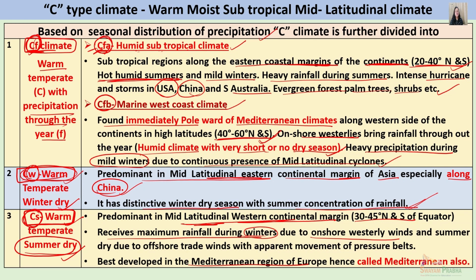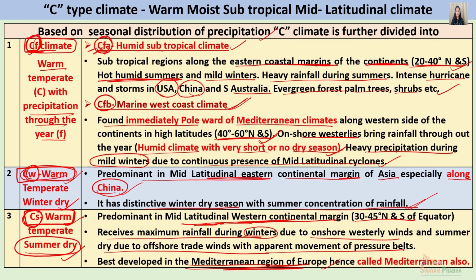So these areas during the winter season receive rainfall from the onshore westerlies, whereas during the summer season, when the belt shifts to its original position, they have offshore trade winds, so they don't receive rainfall during the summer season because of offshore trade winds with the movement of the pressure belt. So it is Mediterranean type of climate. Just above this Mediterranean type of climate along the western coast of continents, you have CFB type of climate.